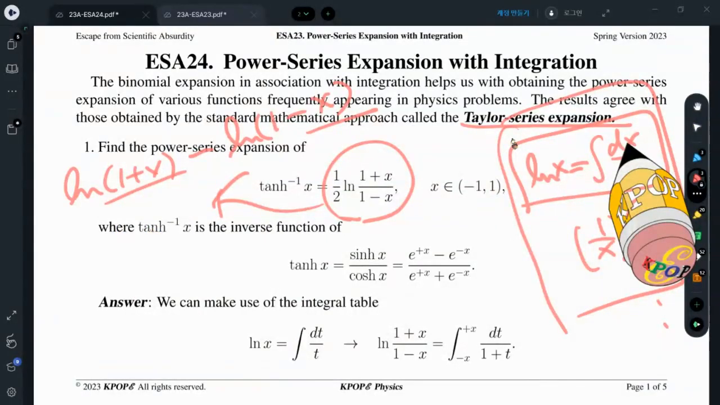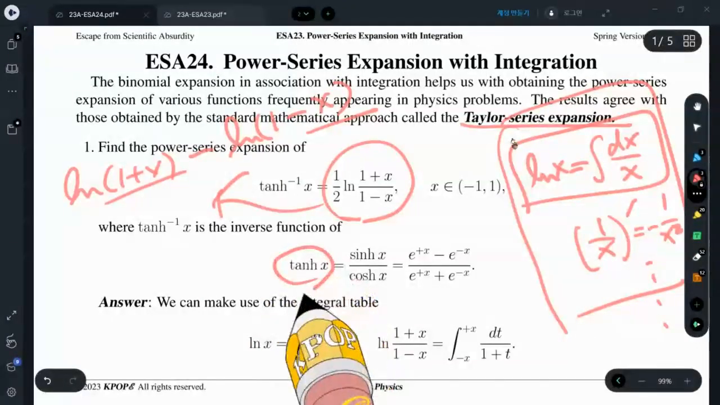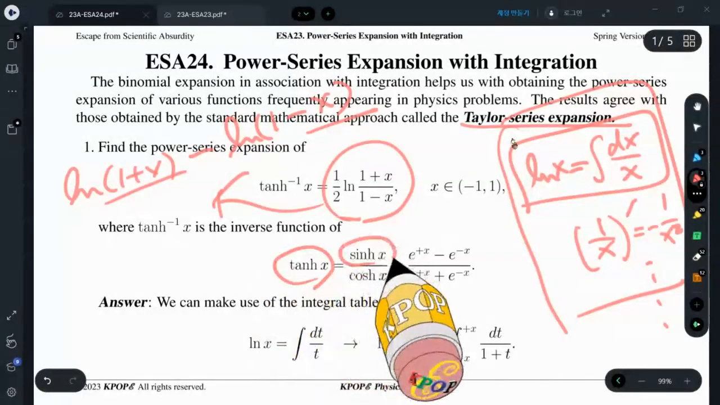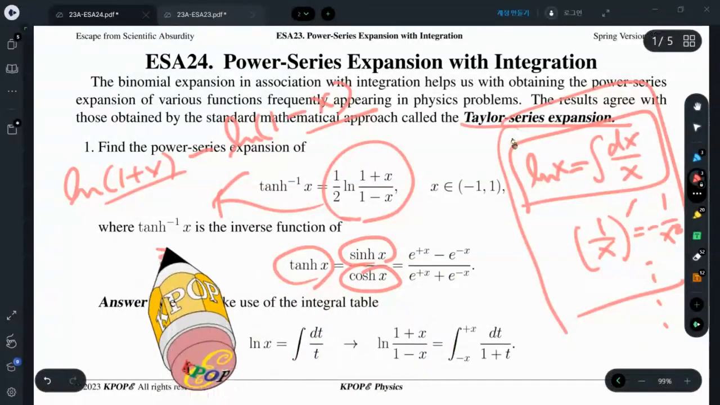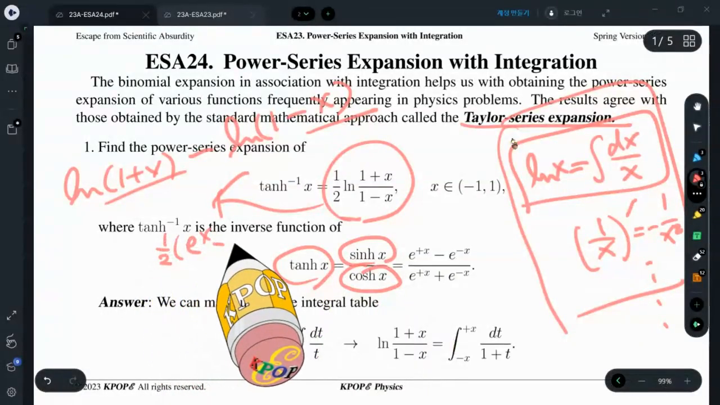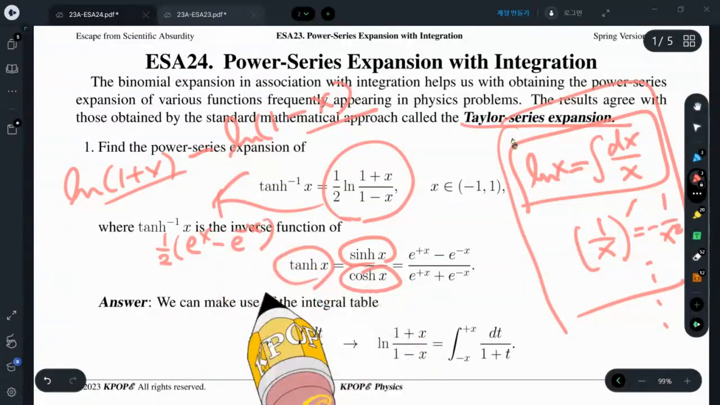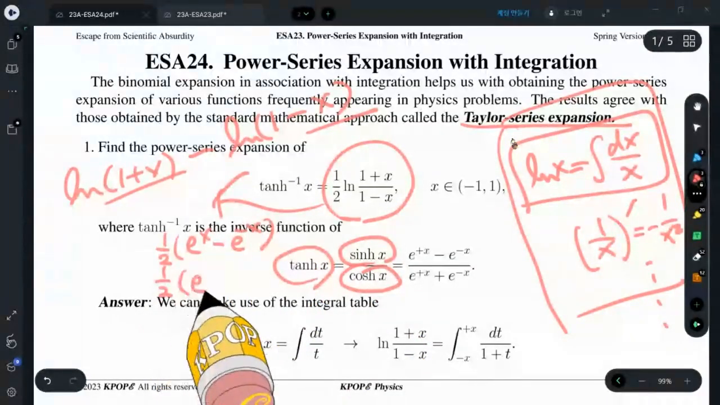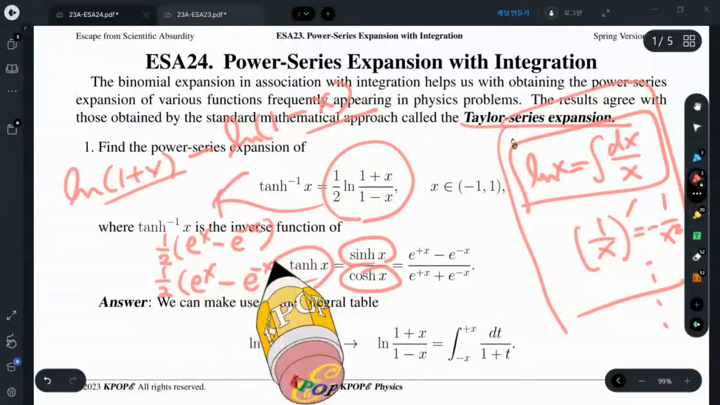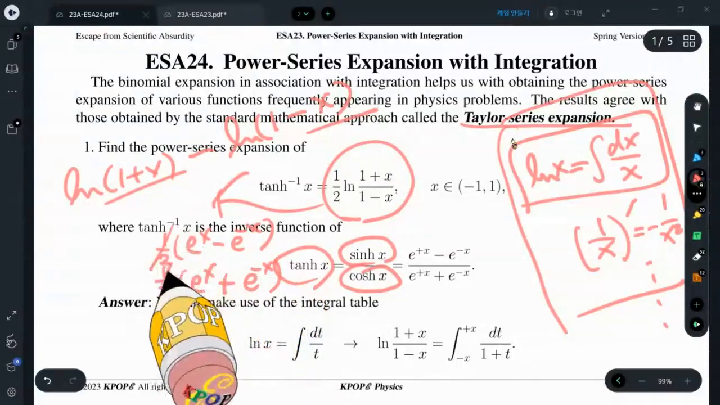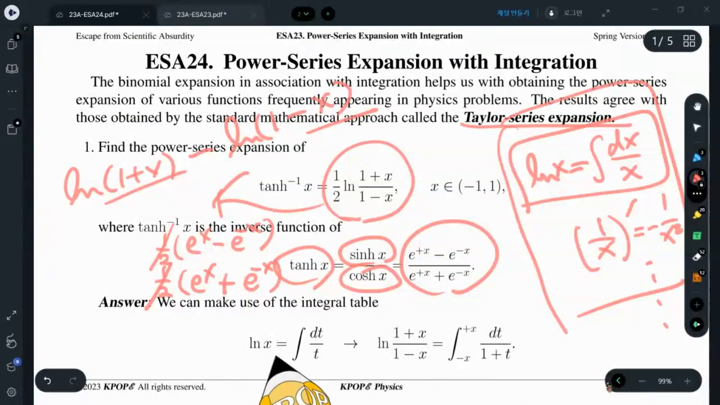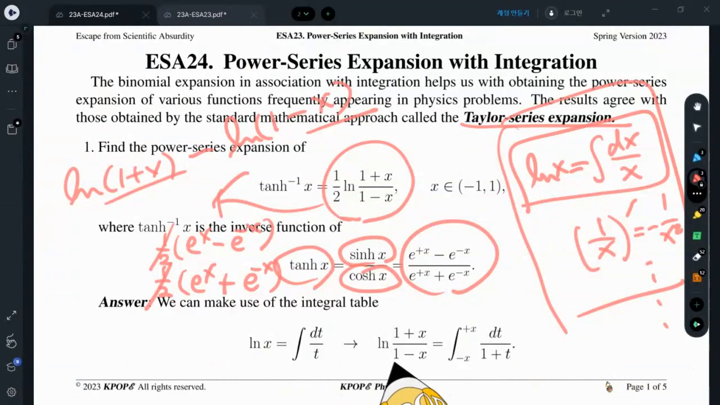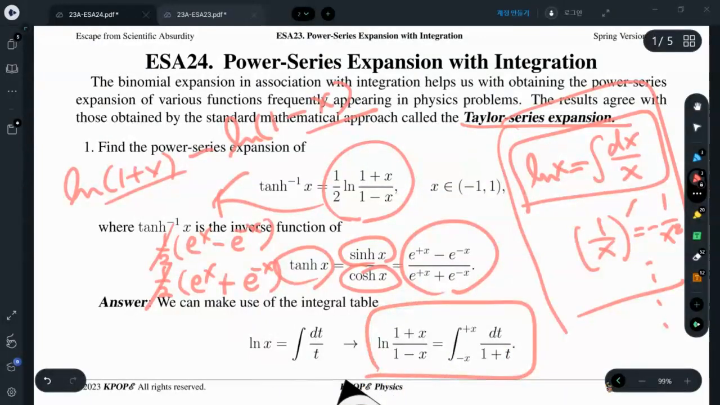By the way, tangent hyperbolic is defined by sine hyperbolic divided by cosine hyperbolic. And sine hyperbolic is 1/2, like this. Cosine hyperbolic is 1/2 with plus sign. So this 1/2 cancels, this kind of form. We first find out this one.